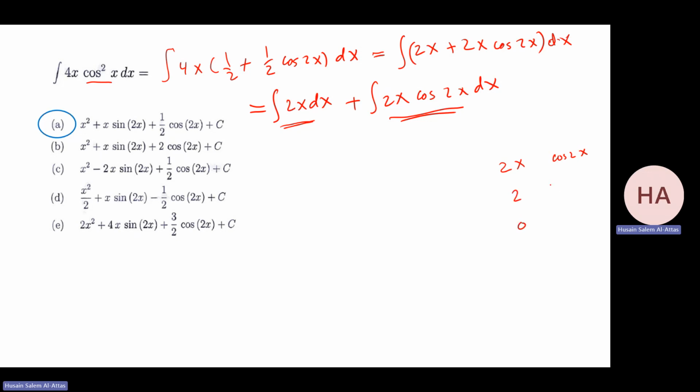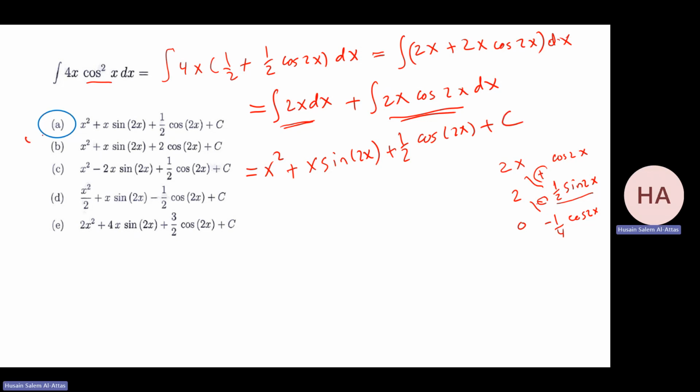So what's the integral of this? Is half sine 2x. And what's the integral of this? Is 1 over 4 with a minus sign cosine 2x. So plug it back. This is plus, this is minus. So I have x squared over 2 plus x sine 2x over 2, minus times minus, that will be plus one quarter cosine 2x plus c. That would be my answer.